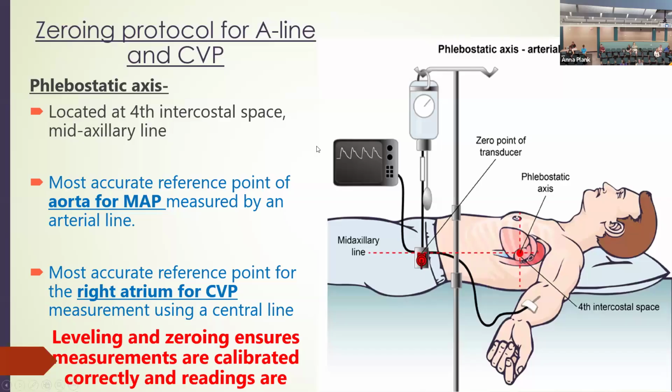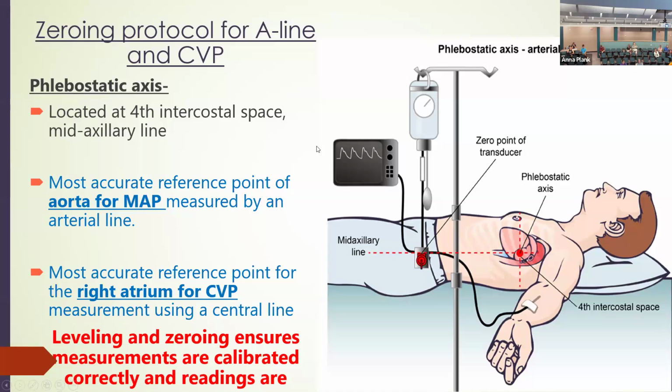Okay, this is the same procedure for both A-lines and CVP lines, and the word is phlebostatic axis. You're going to lay your patient as flat as they can tolerate, even if it's for a little bit; they have to have the head of the bed down. You take the IV pole, which has this little plastic placard, lower that right and even with their heart, get everything lined up, and zero it.